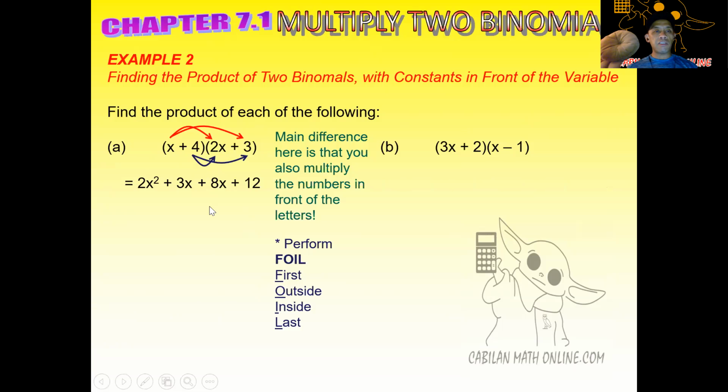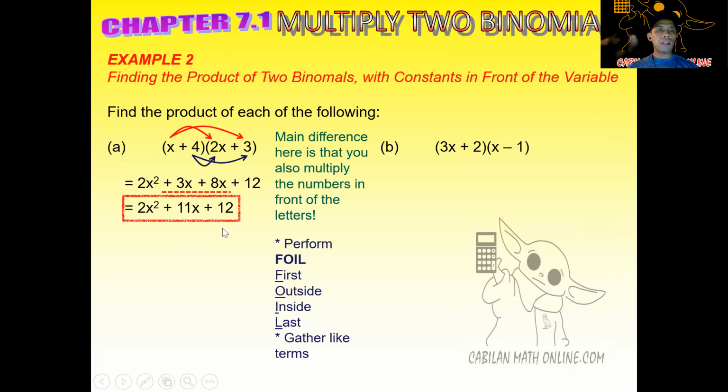So last but not least here, group the two middle terms together. So 3x plus 8x is 11x. So the grand finale here is 2x squared plus 11x plus 12. So if you take a look at B here, you can pause the video for a moment, and I want you to try this one out. And again, please make sure you're careful with the signs.